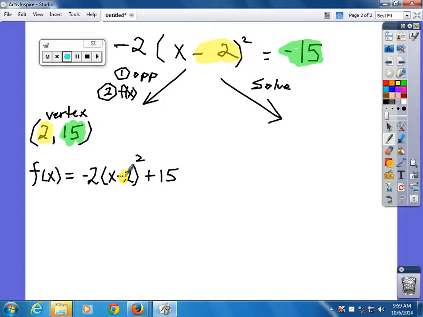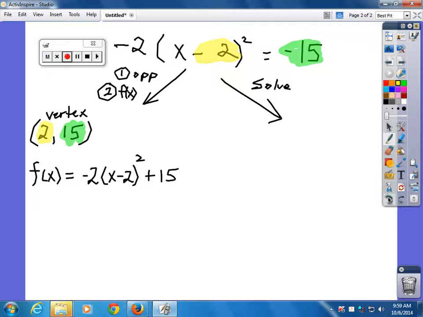So remember, whatever this is, you do the opposite. I taught y'all that in Unit 1. A times x plus h, quantity squared, plus what? K. Remember? A times x plus h, quantity squared, plus k. H is the horizontal shift. If it's positive, you go to the left. If it's negative, you go to the right. K is vertical shift, up or down, and that's up.